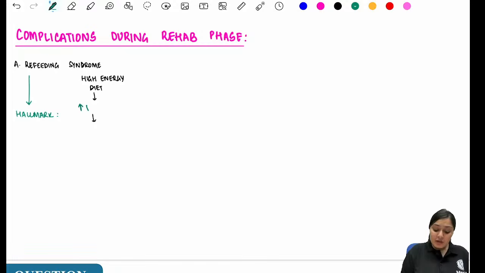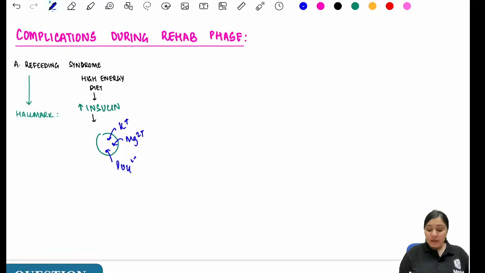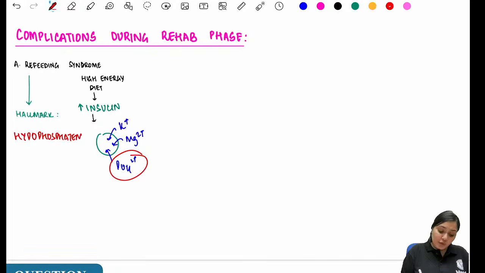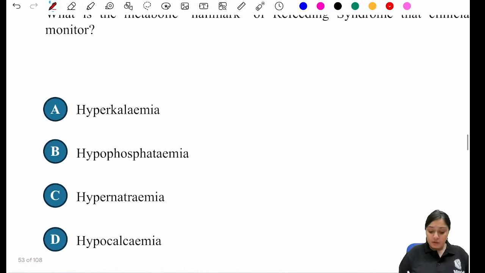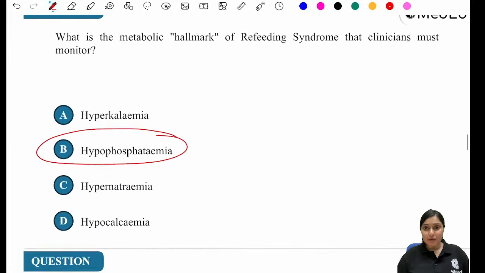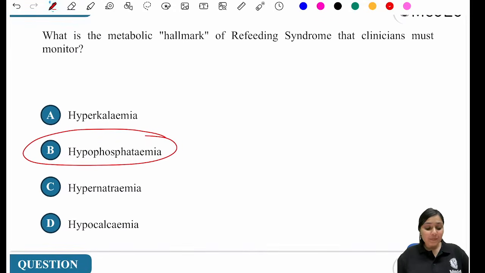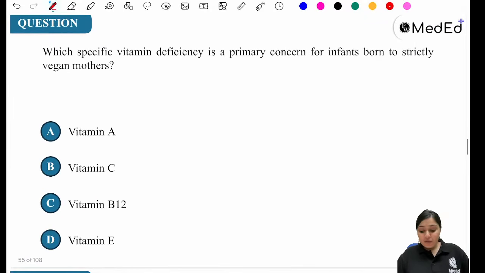So insulin production increases in the body to handle that high calorie intake. Because of that, what happens? You all know the effect of insulin. It pushes potassium into the cell, magnesium into the cell, phosphate into the cell. So there will be hypokalemia, hypomagnesemia, hypophosphatemia. If they ask you about the hallmark of refeeding syndrome, that is hypophosphatemia. So here what you are going to monitor is option B, that is hypophosphatemia, right? Very simple. Now let's move to the next question.